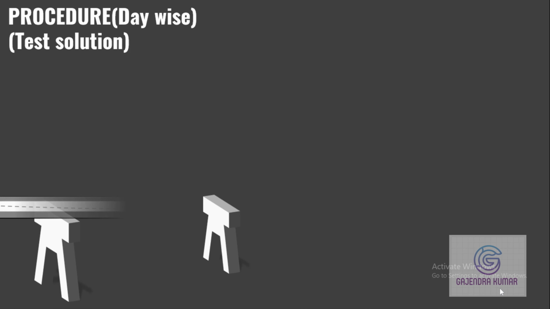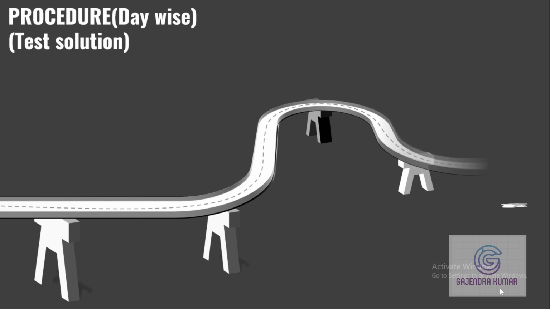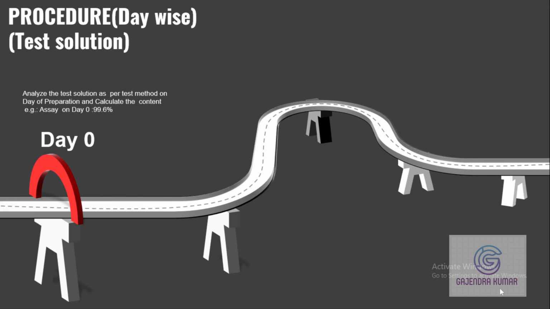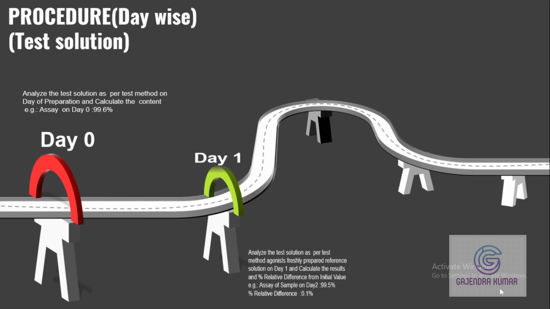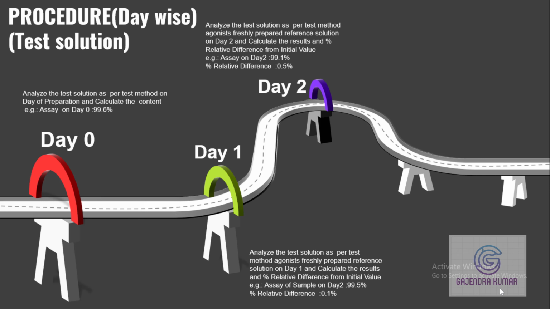So let us see the procedure of establishing the solution stability. On day 0, that means the day of preparation, you need to analyze the test solution as per the test method and calculate the assay content. For example, in case of HPLC, calculate the assay value on day 0. Then do the same on day 2. Remember, when you are establishing the solution stability, you need to evaluate it against the freshly prepared reference solution only.